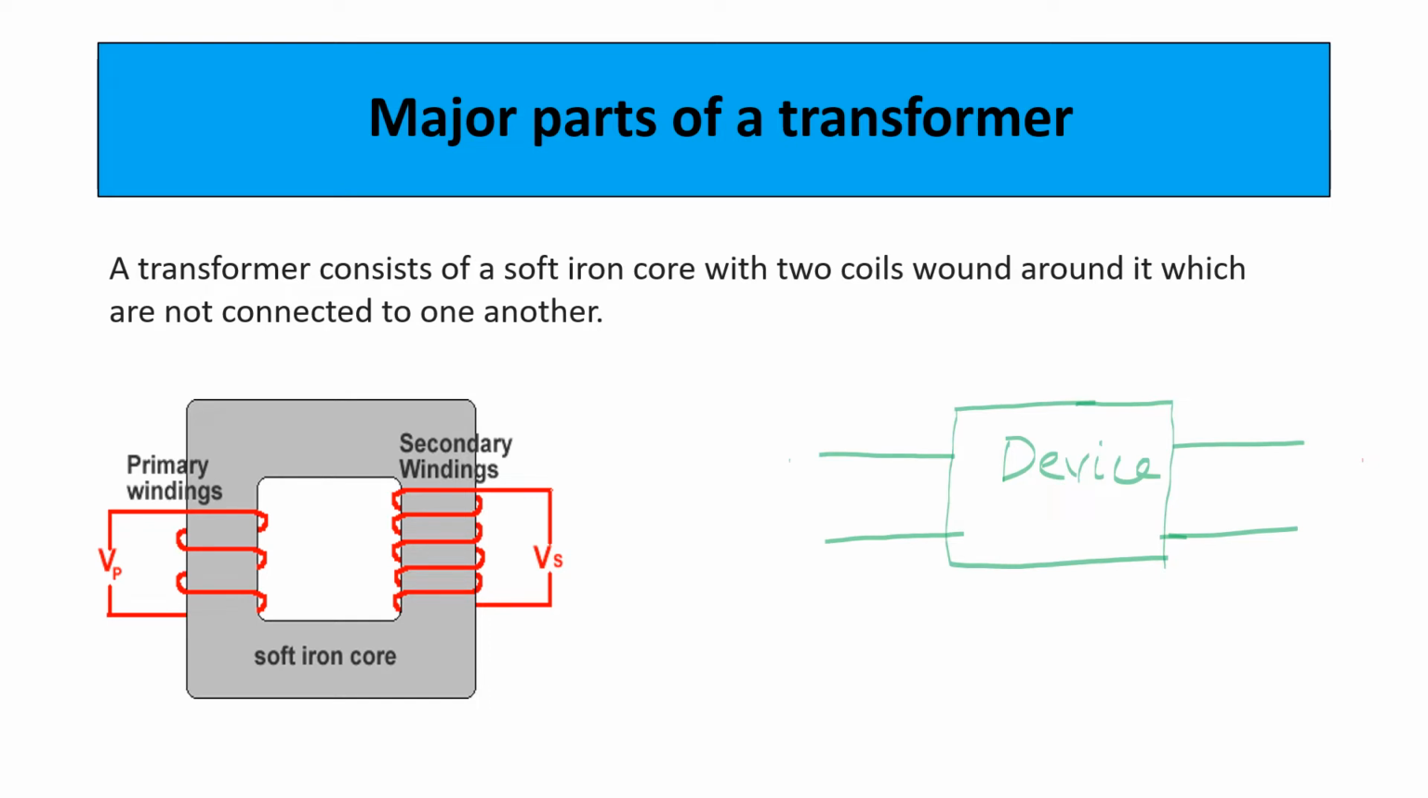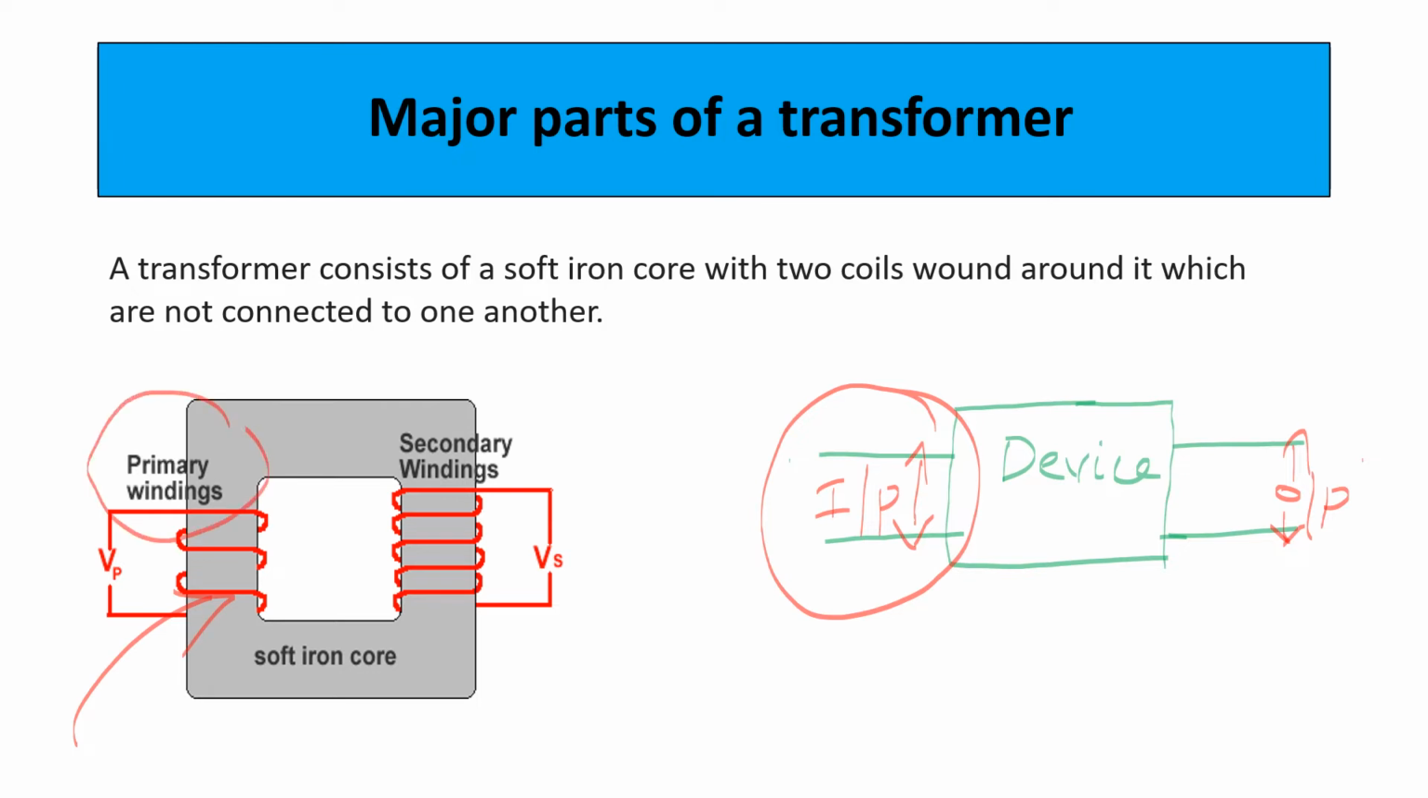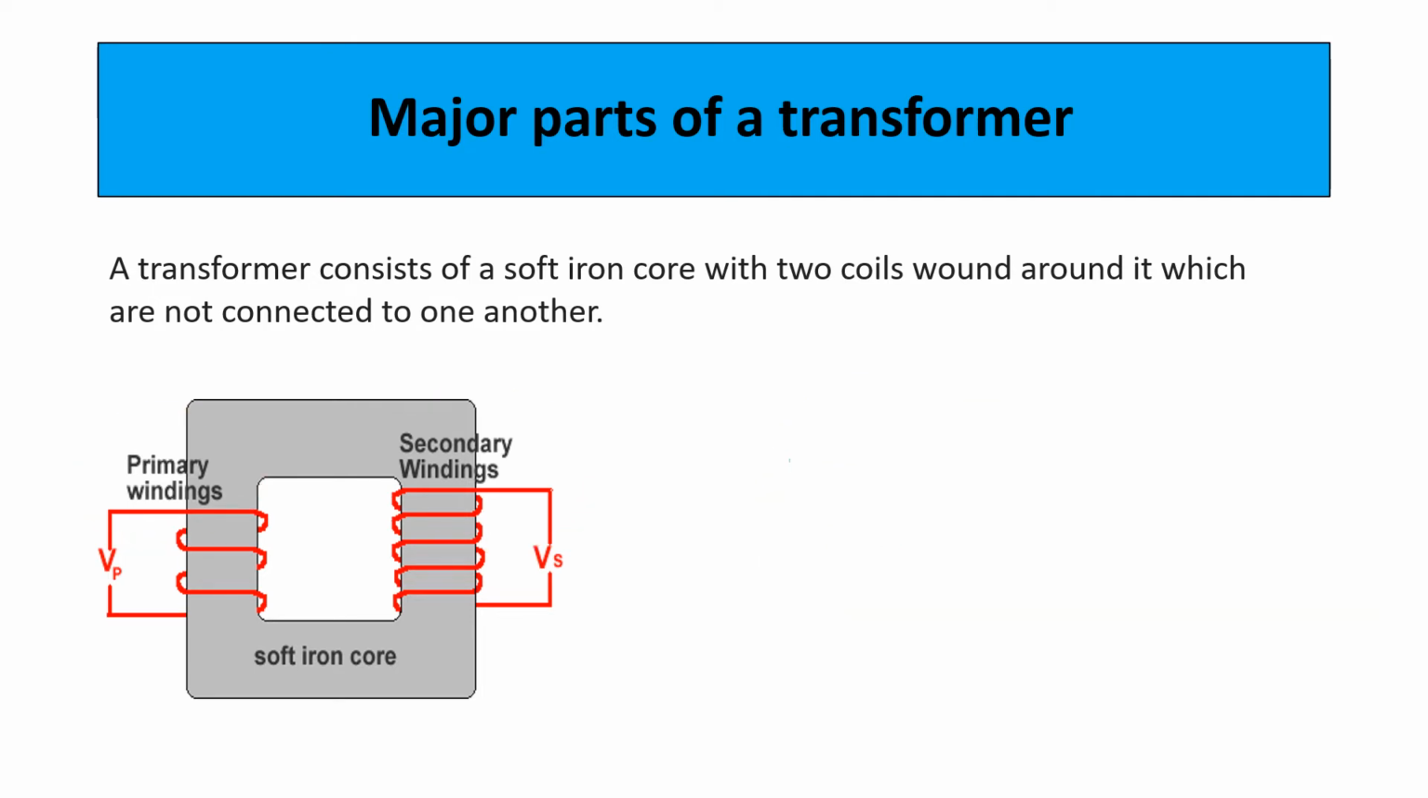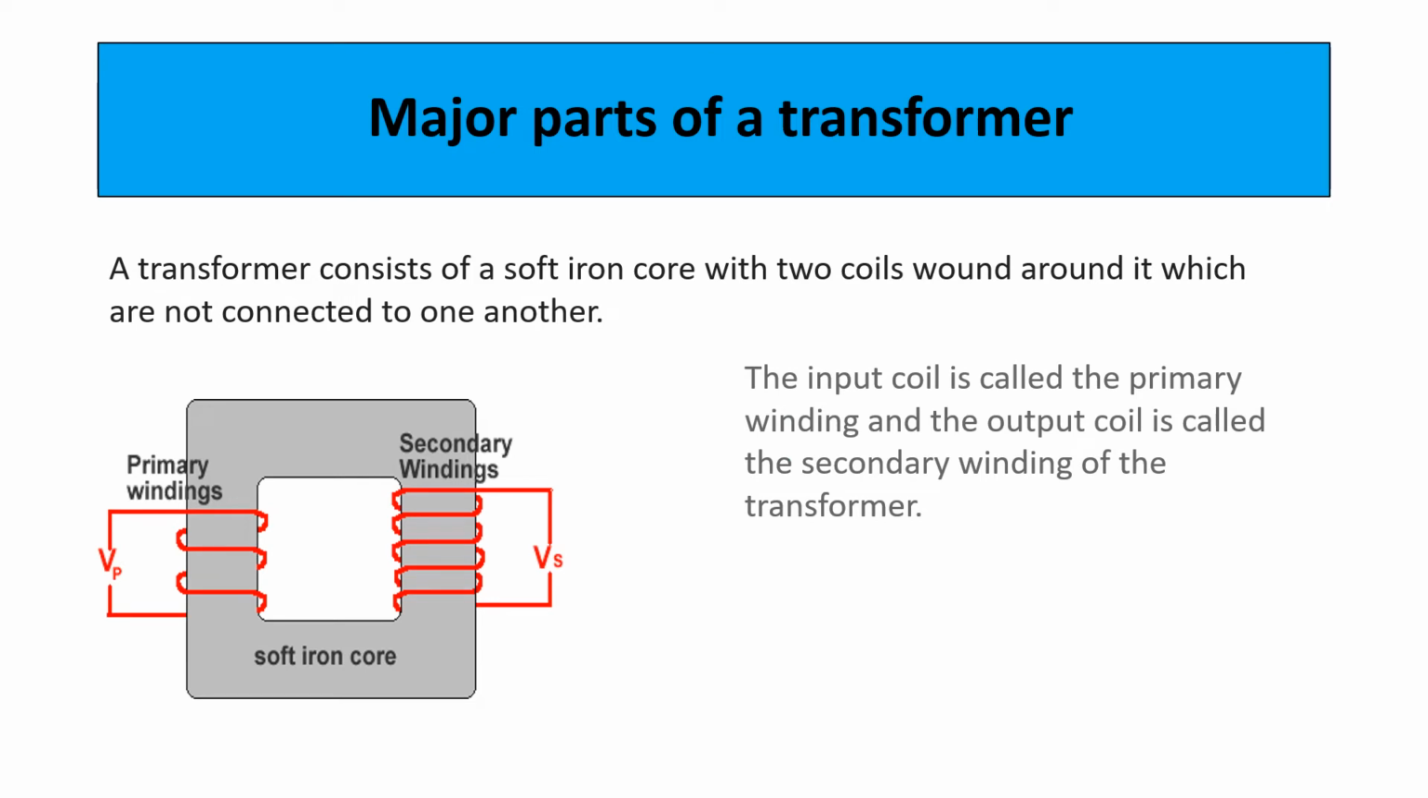Suppose this is a device. The input will be on this side and the output will be on this side. Therefore, the coil on the input side, that is this coil, is called the primary winding, and the coil which is on the output side, this coil, is known as the secondary winding. Therefore, you have a soft iron core, a primary winding and a secondary winding. The input coil is called the primary winding and the output coil is called the secondary winding of the transformer.